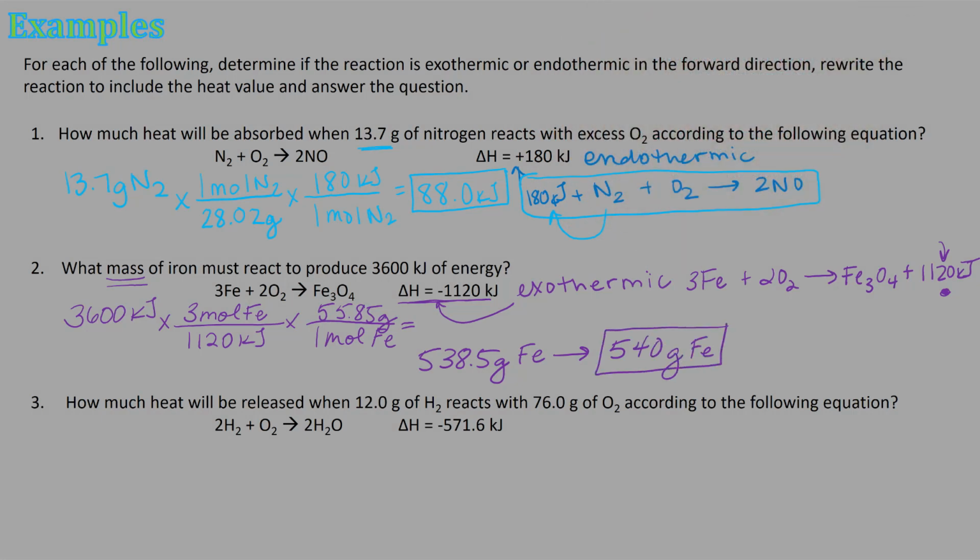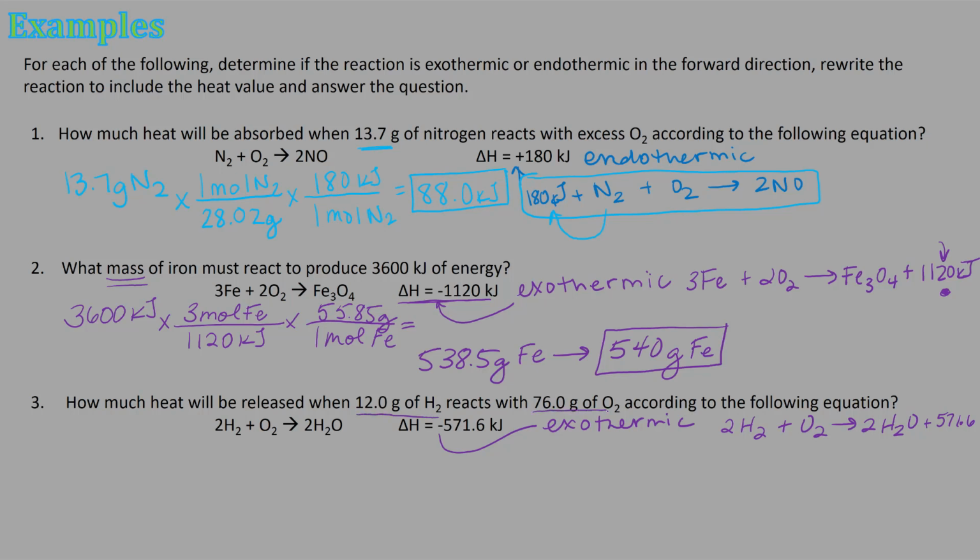All right, and then the last one is also going to be exothermic. We're going to write out the reaction. 2H2 plus O2 goes to 2H2O plus 571.6 kilojoules, right? All right, so we have 2 values given to us. We have 12 grams of hydrogen, and then we have 76 grams of oxygen.